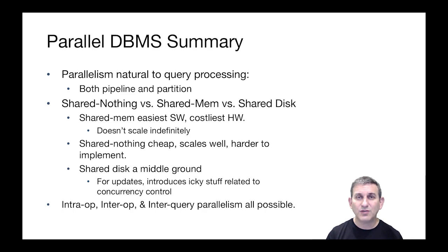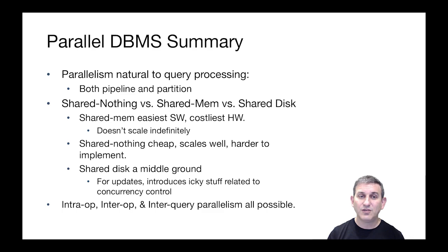We talked about architectural differences, shared nothing versus shared memory versus shared disk. Shared memory is the easiest to build in software because it's really just a traditional relational database running on a parallel computer. But it requires the costliest hardware. It requires hardware that has a shared memory component, and that doesn't scale up indefinitely. So a big shared memory machine is very expensive, and at some point you can't buy a shared memory machine any bigger than the biggest one around. So it doesn't scale indefinitely, and certainly not to a cloud scale.